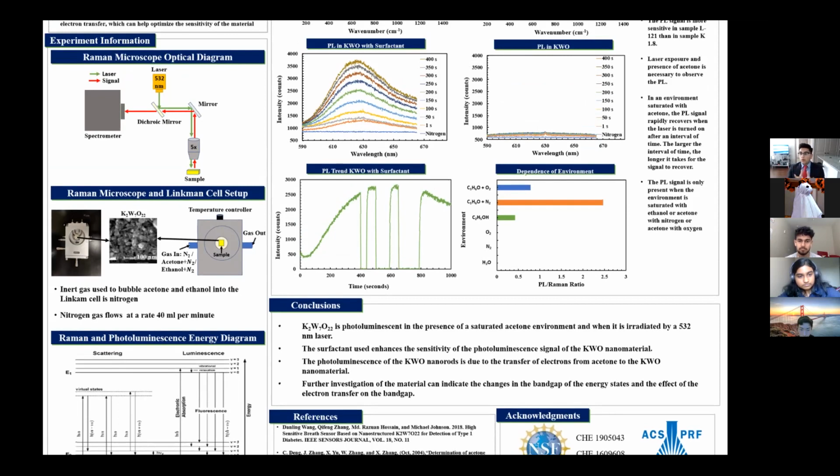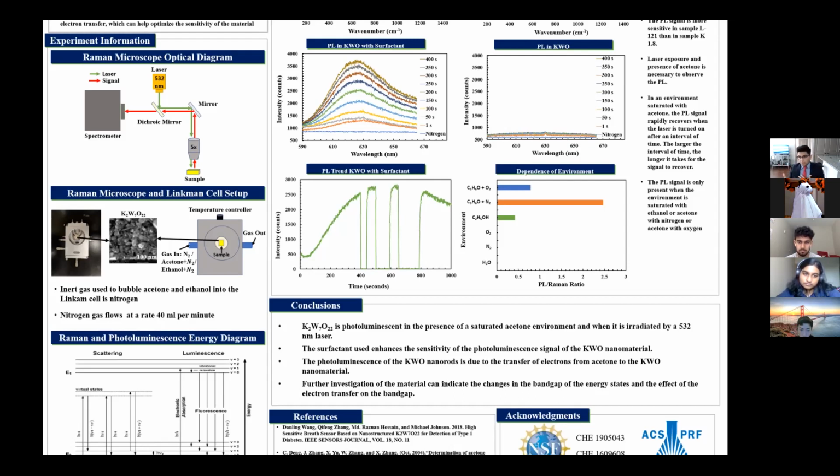So I use what is called a Linkum cell. A Linkum cell is essentially an isolated environment, so it controls the amount of gas and what is present in there. So I put my sample in our Linkum cell, and I'm passing gas over the material. First, to get a baseline, like an atmosphere, and then nitrogen. That is to acquire a baseline Raman spectra.